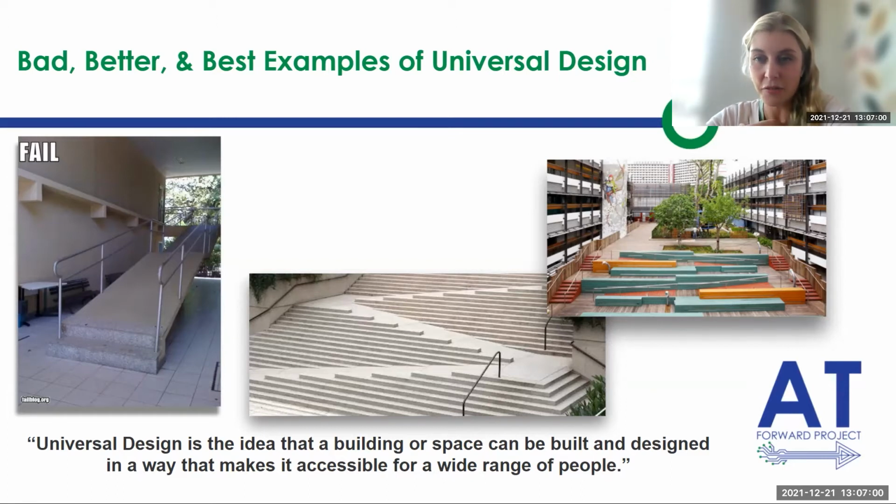And ADA has a lot of requirements, but even the minimal requirements aren't necessarily always meeting the needs of all people, right? So the idea of universal design is that we're building a space that can be built and designed in a way that makes it accessible for a wide range of people. So that first one, right? We're thinking about, oh, let's get a ramp for this location. Well, that's a major fail. We put steps up to a ramp. How is somebody going to access the ramp who may need it?